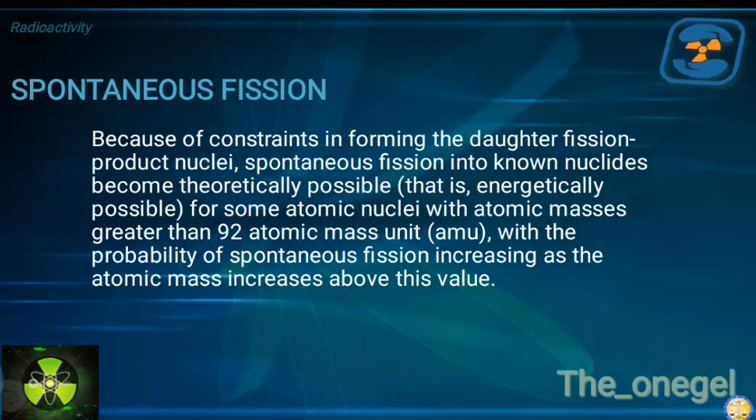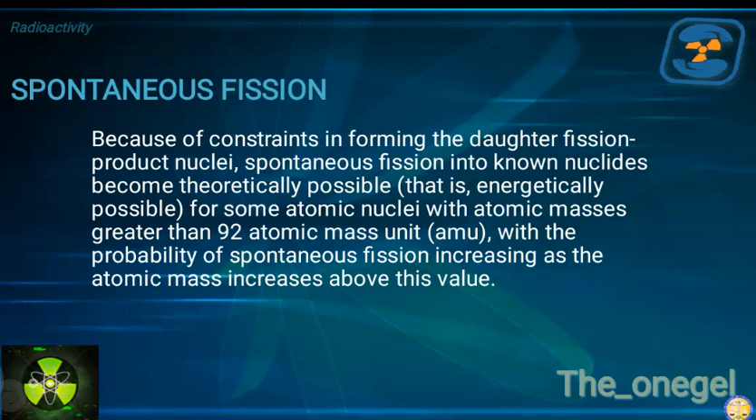Because of constraints in forming the daughter fission product nuclei, spontaneous fission into known nuclides became theoretically possible. That is, energetically possible for some atomic nuclei with atomic masses greater than 92 atomic mass unit, with the probability of spontaneous fission increasing as the atomic mass increases above this value. Mas tumataas yung atomic mass number, mas malaki ang chance na magkaroon ng spontaneous fission.